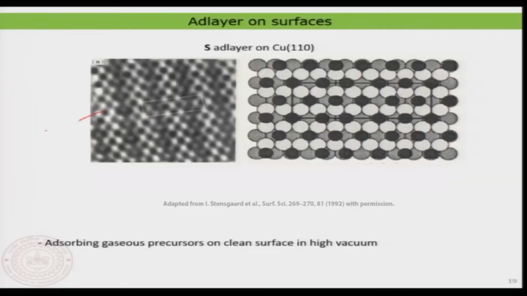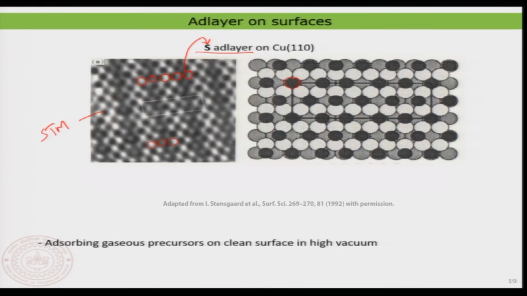This is again an STM topograph of a sulfur Adlayer sticking on the copper 110 surface. What you are seeing here, all these bright spots, every bright spot that you are seeing here, is nothing but a sulfur atom. But now you see that not all sulfur atoms are looking similarly bright, they are looking different. So, the question you would ask is, why are they different? Then comes the real argument that I have put forward before. The real reason is that not all sulfur atoms are occupying the same site.